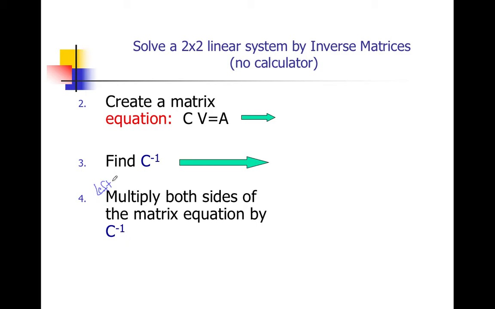All right, I assume that you have tried it. So remember to create the matrix equation. I'm going to go ahead and write it here. My coefficient matrix, 2, -6, -2, -1, times the variables that I have is equal to the answers that I was given.